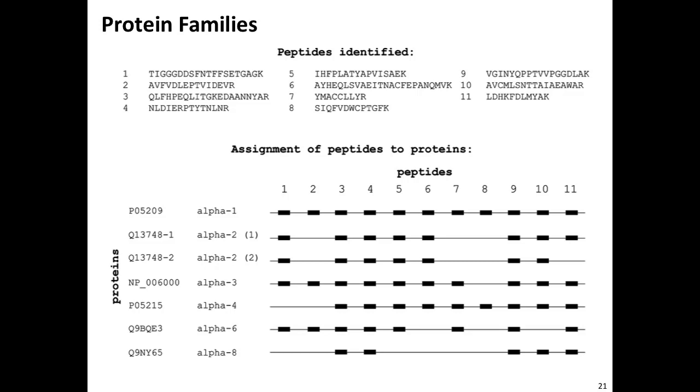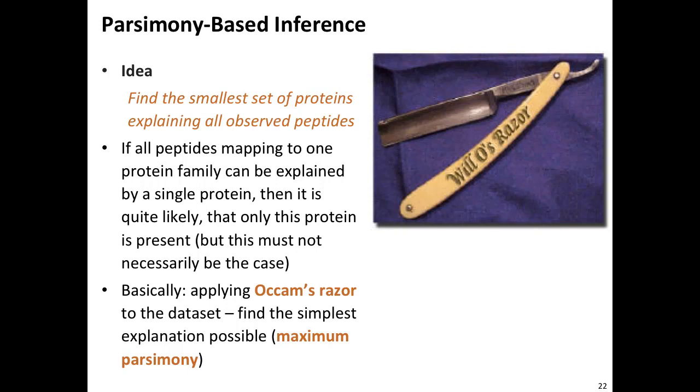There are different ways to deal with that type of ambiguous information. And Occam's razor, or maximum parsimony, is sort of the most restrictive way of doing it. You probably know of Occam's razor. The idea here would be to find the smallest set of proteins explaining all observed peptides.